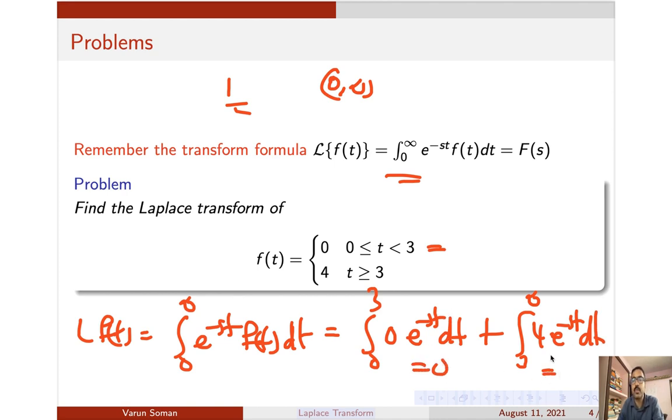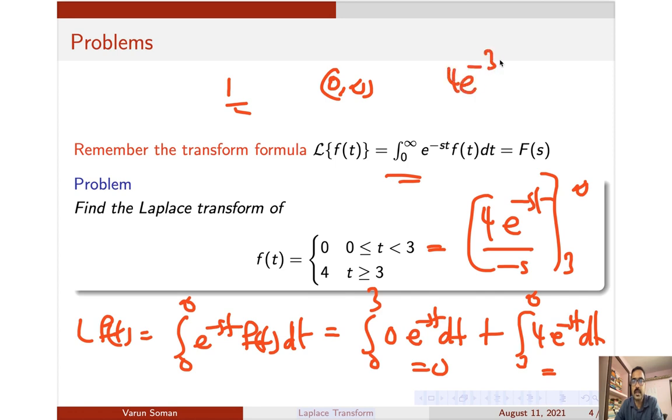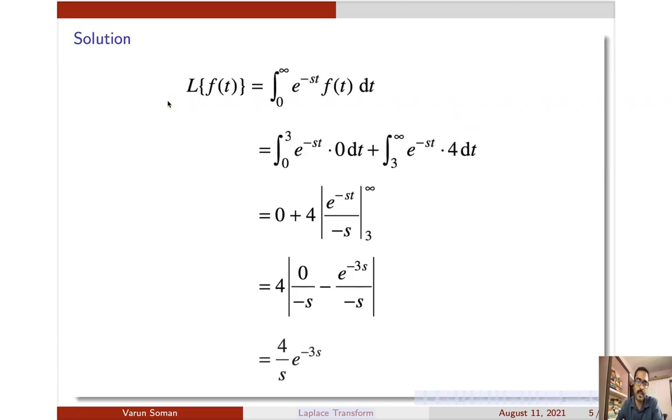This is simple integration. It will be 4 into e raised to minus st by minus s in the limits 3 to infinity. When it is infinity it will become 0, and when it is 3 it will be 4 e raised to minus 3s by minus s, negative because it's the lower limit. So the answer is 4 e raised to minus 3s by s. So that is the answer. It is done by direct integration. That was one simple problem in which you have to apply the definition directly.